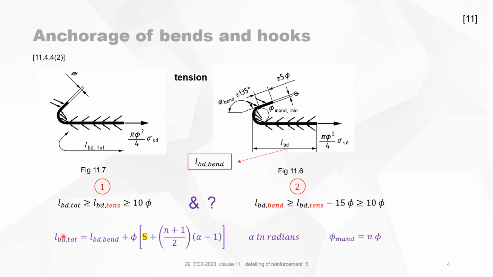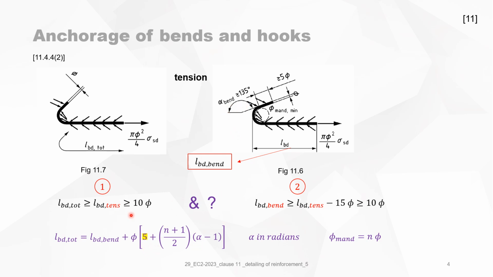Then we do a little calculation. What I'm telling now is not in the code, so it's something that I developed myself, and it's the relationship between LBD total, which is stated here, and LBD bend, which is this. Now this can be easily verified, with N equal to the mandrel diameter divided by phi, and alpha is expressed in radians. This is the bend alpha.